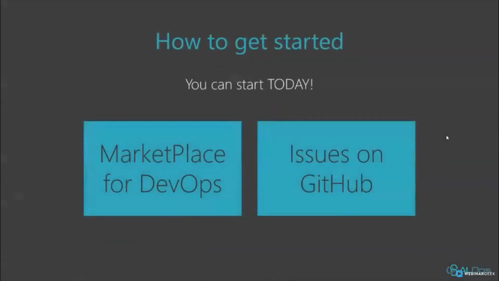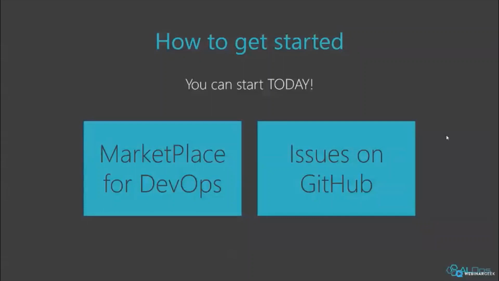All right. So how to get started? Well, don't buy licenses yet. Not yet. You can just start, download from the marketplace, and that's it. You can already implement ALOps from the marketplace and just execute on your private or public repositories. Okay, I will dive into this because this is basically what the webcast is all about.